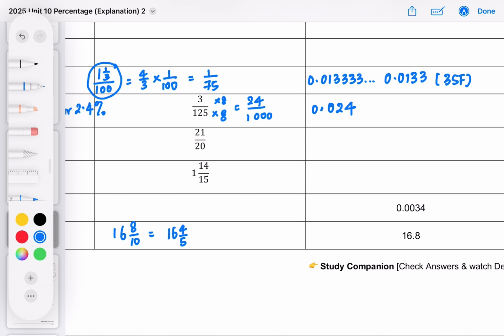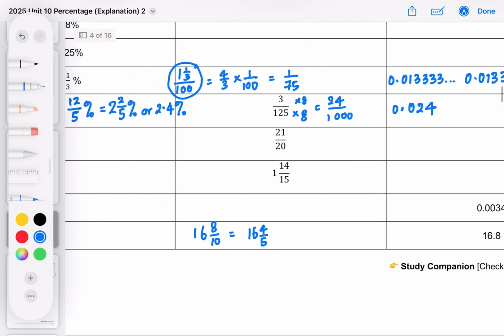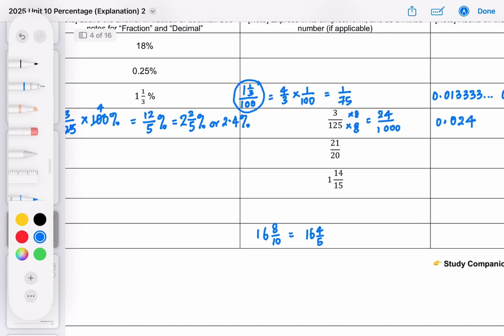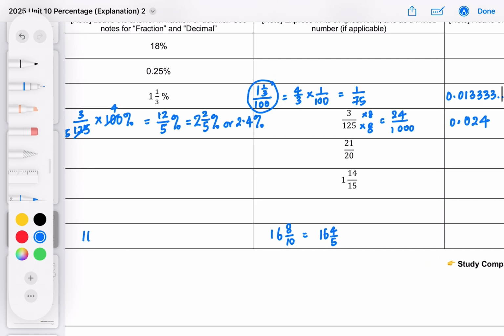Next, to change a decimal to a percentage, like what we did earlier, it will become 16.8 times 100%. And with this, we are going to get 1680%.